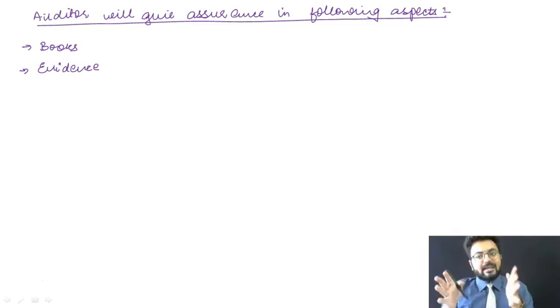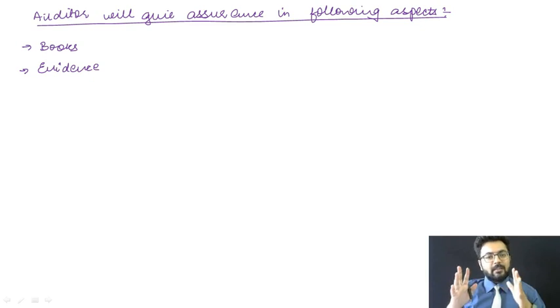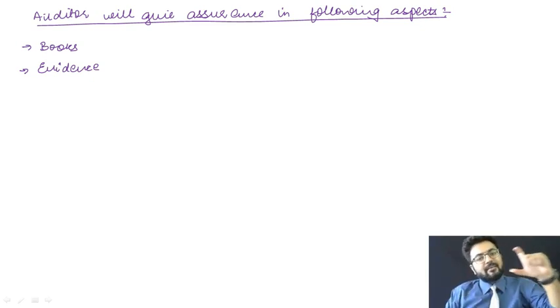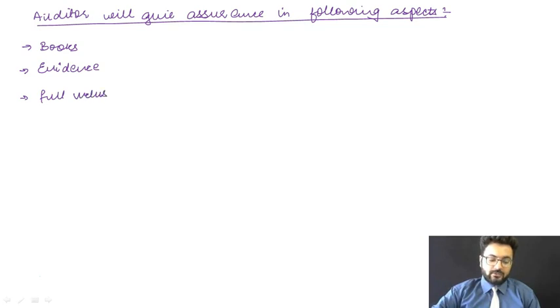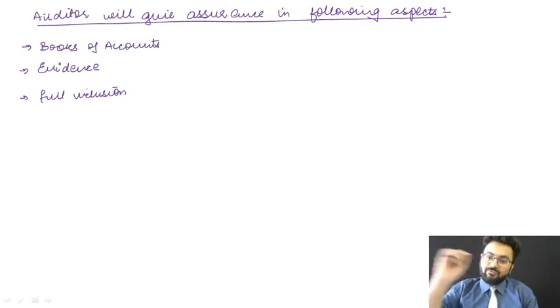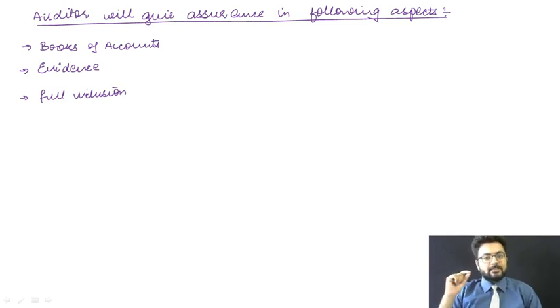If a particular voucher has been prepared, that is true, it does contain the signature of those people, and it's not like a fake entry has been made. You made an entry, but there is no voucher, right? Evidence. After that, full inclusion. Whatever the entries which are there in books of accounts, every entry has been included while preparation of financial statements.